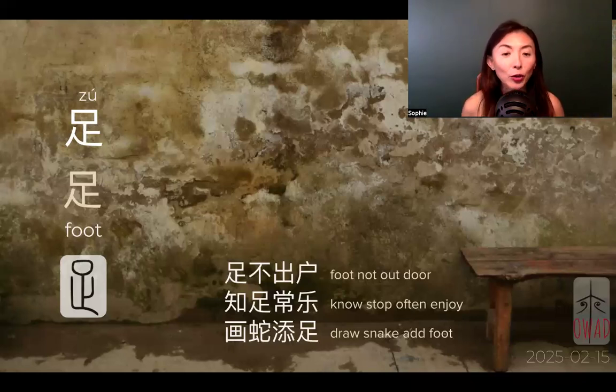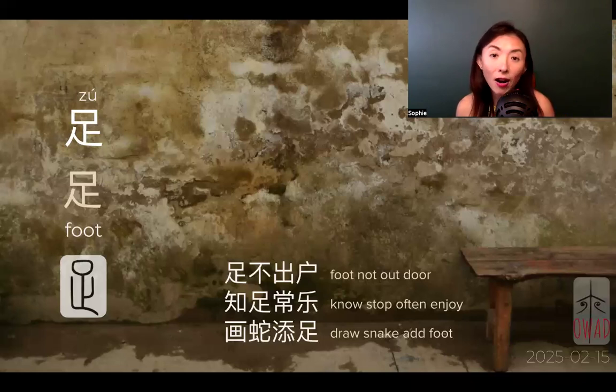Okay, so this 知足常乐, this expression is a Chinese way to tell you right there that you know when to stop. So control what you want, and that's the way that you can often enjoy something. Enjoy life, that's a general statement. But in any arena, say if you enjoy drinking, you know when to stop. That way you can enjoy it without harming yourself.